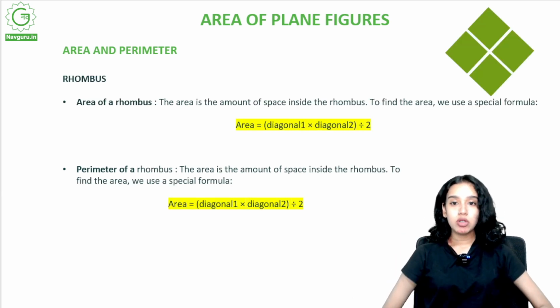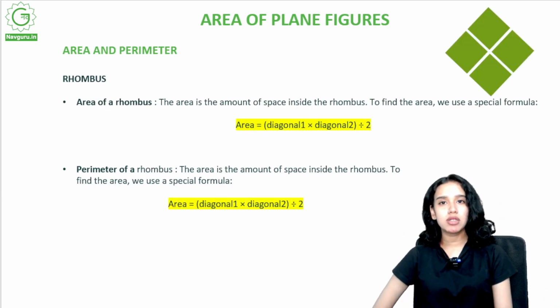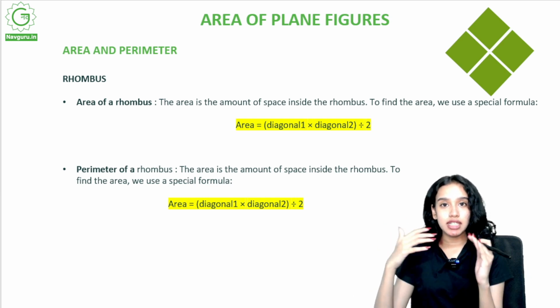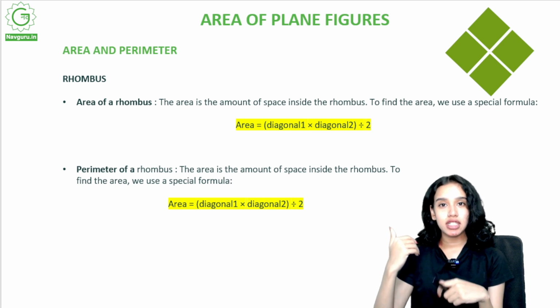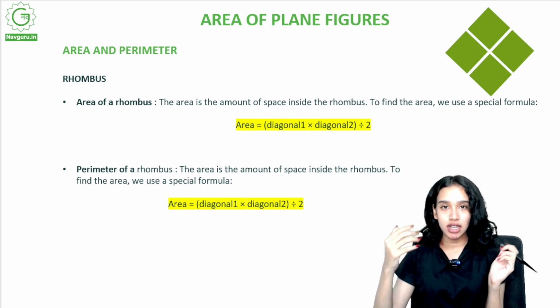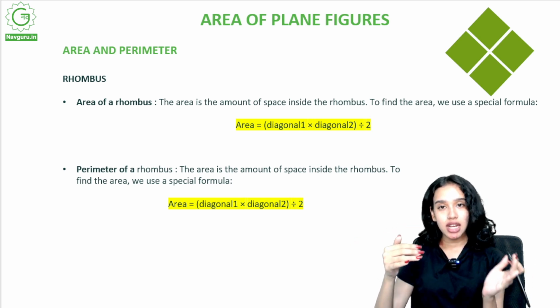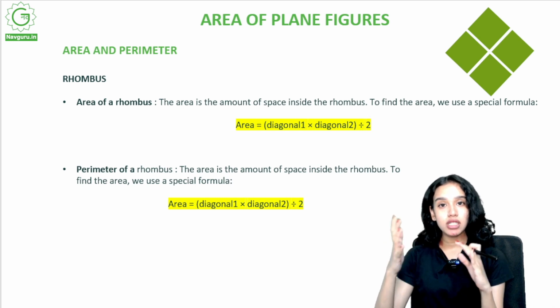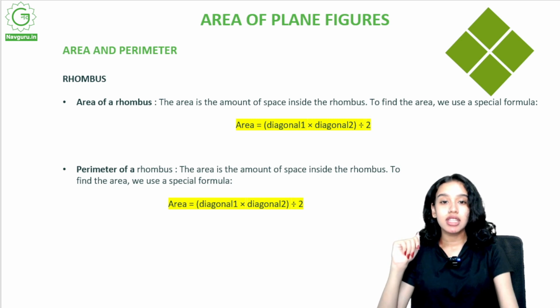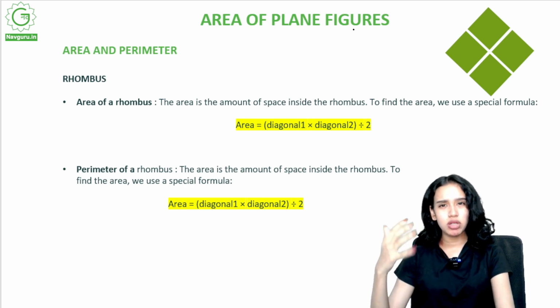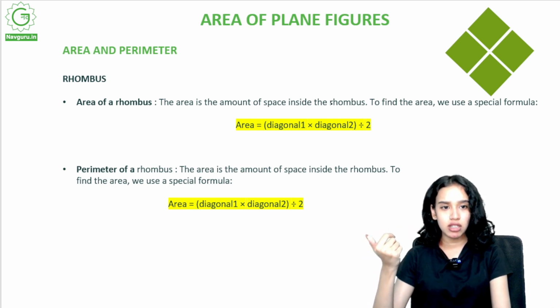Now, let's talk about a rhombus. So, what is a rhombus? A rhombus is basically a figure which is very similar to a square but without 90-degree angles. Just like we said that a parallelogram is a slanted rectangle, a rhombus is a slanted square. So what is the area of a rhombus? The area of the rhombus is the amount of space inside the rhombus, right?